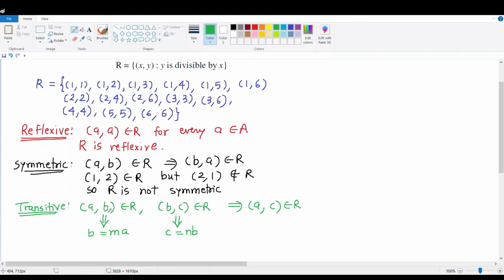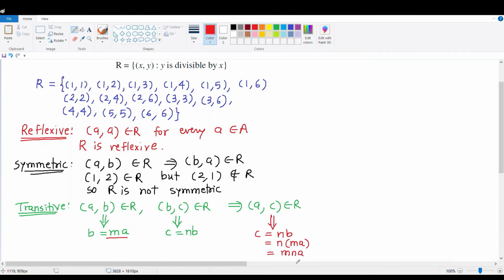Now if b is equal to ma, if c is equal to nb, and here we said what? That if these things are there, then there must be (a, c) in R. Now (a, c) means what? c is divisible by a. That means c must be a multiple of a. So if I try to write this one more time, c equals n times b, but there is no b here, so I'm going to try to plug in this value over there. So b is equal to ma, so c is equal to n times ma, so this is going to be what? mna.